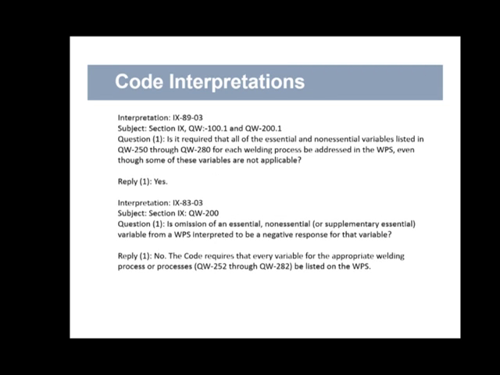Okay, here's the code interpretations that back up the NA versus none. Interpretation 98903 addresses NA versus none.